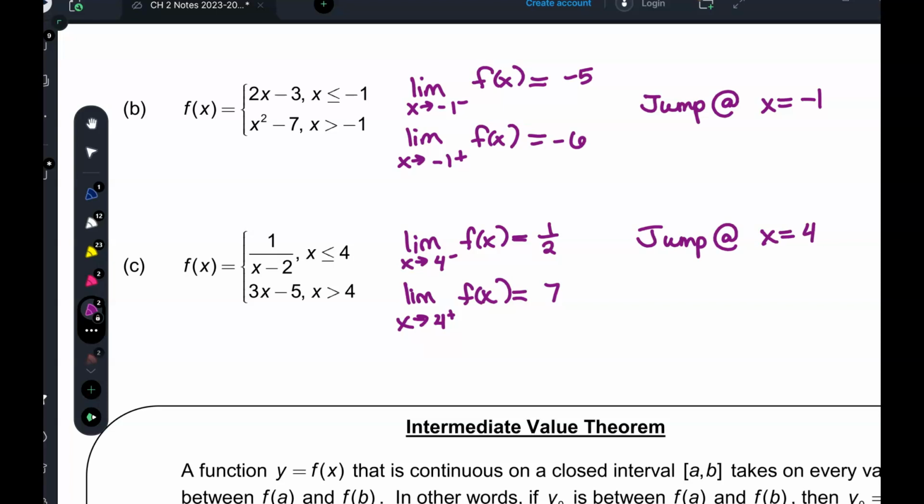No. We have another one. What is the other one? Good. So we also have an infinite discontinuity at x equals 2. Questions? Good. So don't forget, when you have a piecewise function, we're going to check where it changes, but then we're also going to investigate if there's something else going on here.